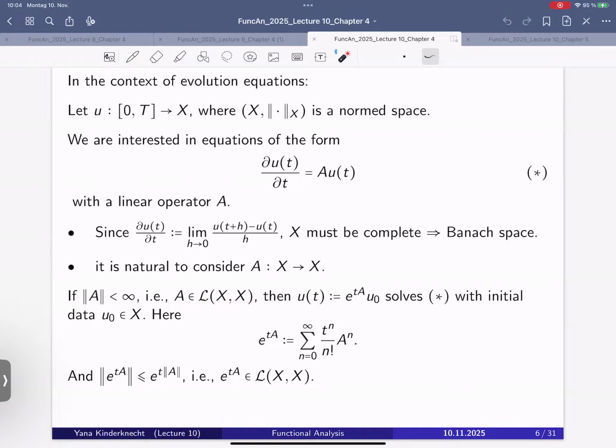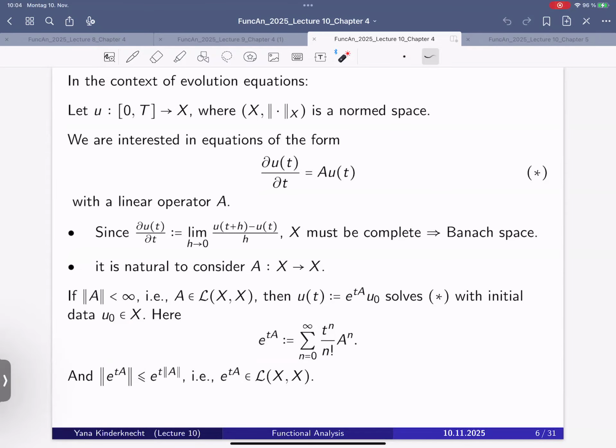Then one can check that this is a solution of evolution equation star with initial data U0 for some element U0 in our Banach space. On the right-hand side, we see the exponential function of the operator A, tA, and it is defined as a usual Taylor series. So in this case, the right-hand side of this formula is very well defined. And actually, this operator is again a bounded linear operator. And this is the estimate of the norm of this operator. So everything is very nice, very elementary, as in linear algebra.